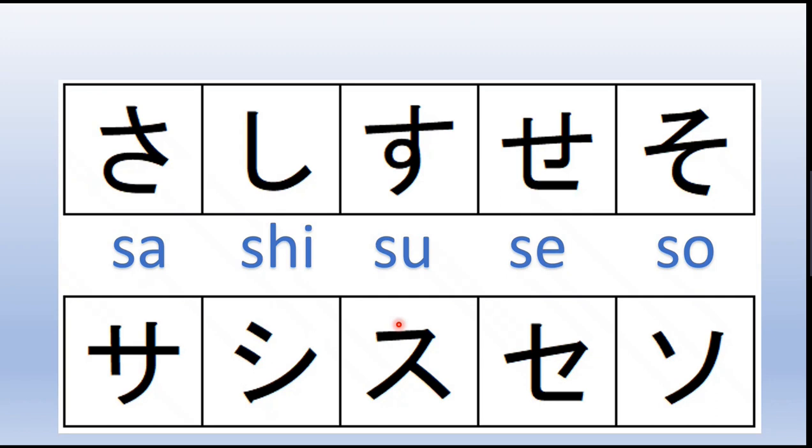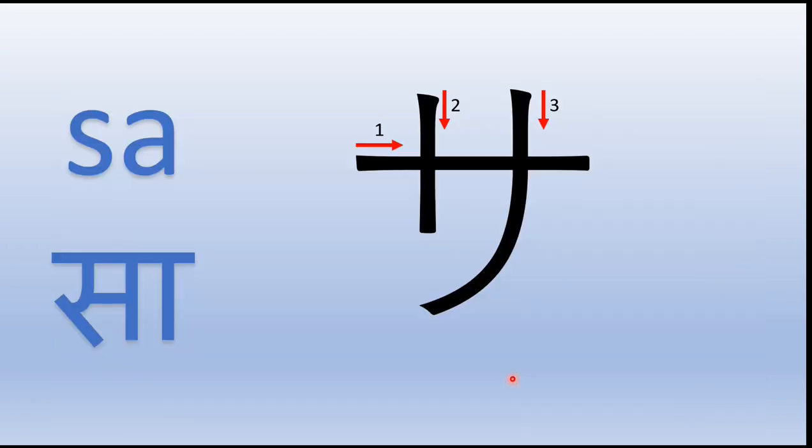Su has a little resemblance because of this. Say, there is resemblance definitely, but again, su is different. So in this line we can say that the alphabet say has similarities between the hiragana and katakana systems. Now let us see how to write the katakana alphabets of this line.